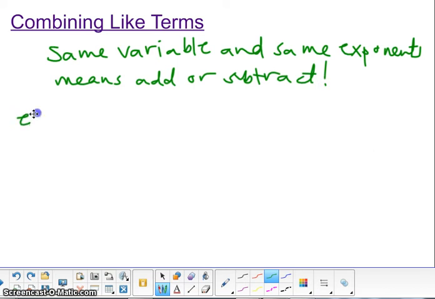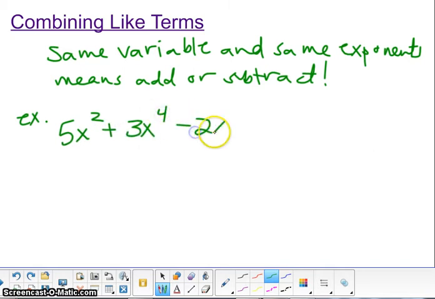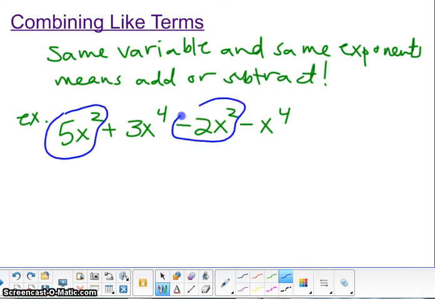Okay, so for example, if you are going to combine like terms to 5x squared plus 3x to the 4th minus 2x squared minus x to the 4th, I would use different colors or underlining or squares around each one of them that are exactly the same. And I can see that here in blue is the exact same thing as negative 2x squared.